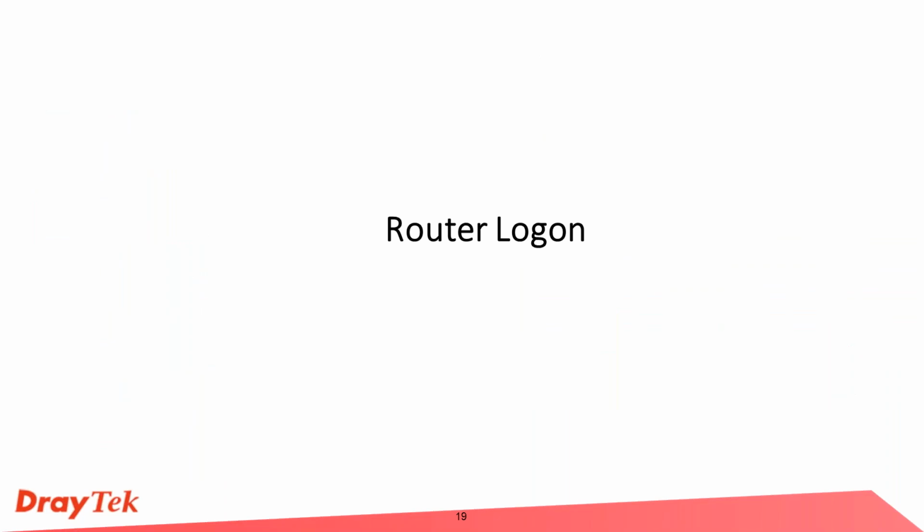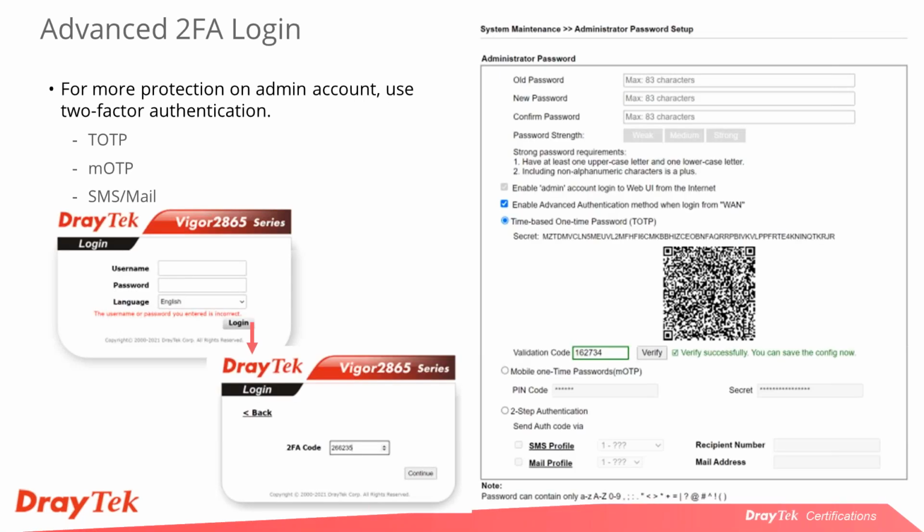Okay, let's look at router login, and I just want to very briefly talk about how you can make your router logons very secure. And very secure means logging in with two-factor authentication. You can set up two-factor authentication logon on any DrayTek router, and that means that when you log in, you'll need to use your mobile phone, using something like Google Authenticator, to get a code. You put the code in and it will then log you into the router.